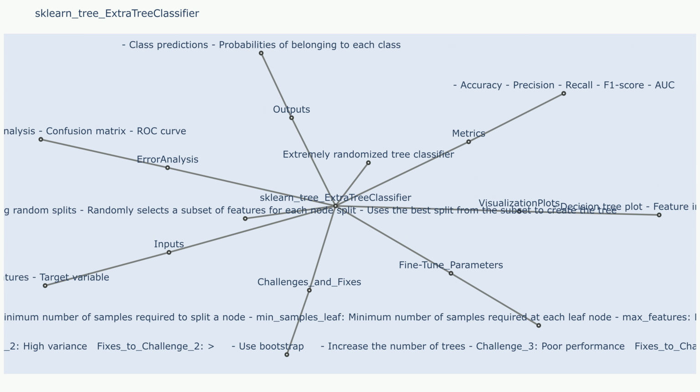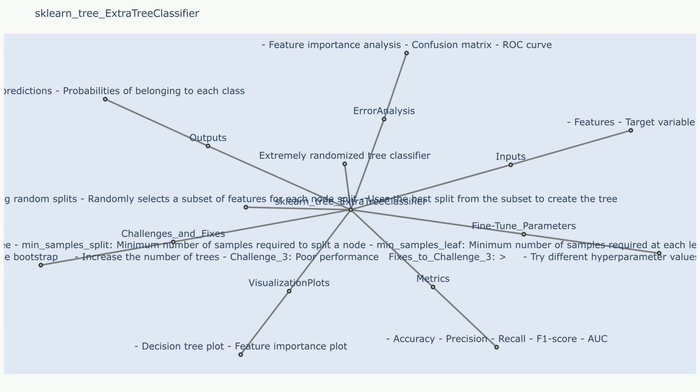Outputs: fitted model. After training, the ExtraTrees classifier model learns a set of decision trees that can be used to predict class labels for new, unseen data. Predicted class labels for a given input dataset X. The model outputs predicted class labels for each data point.